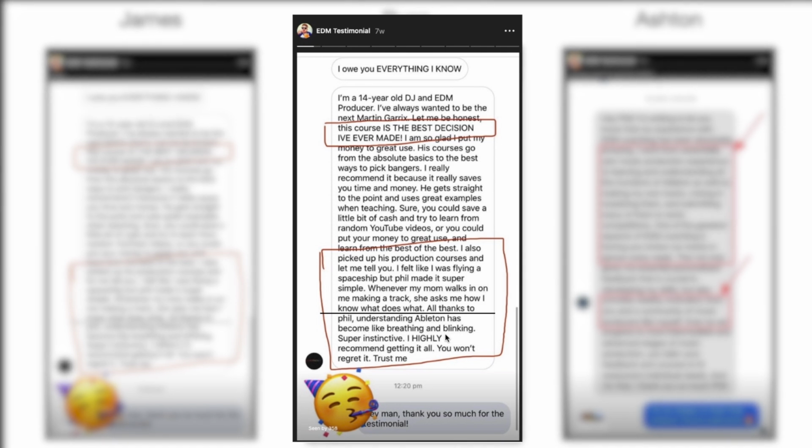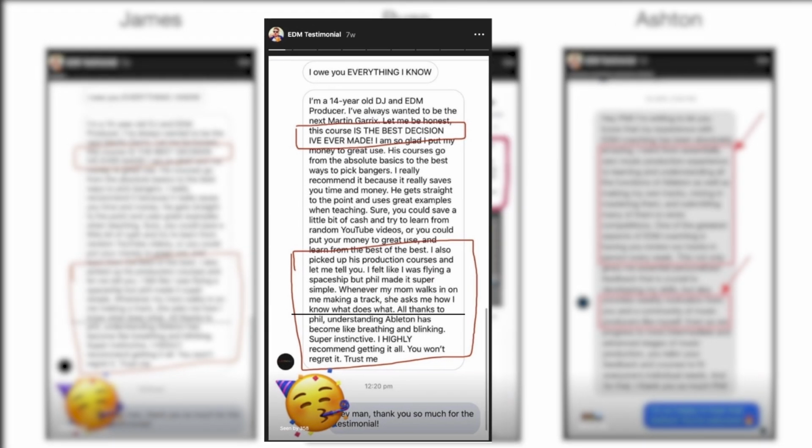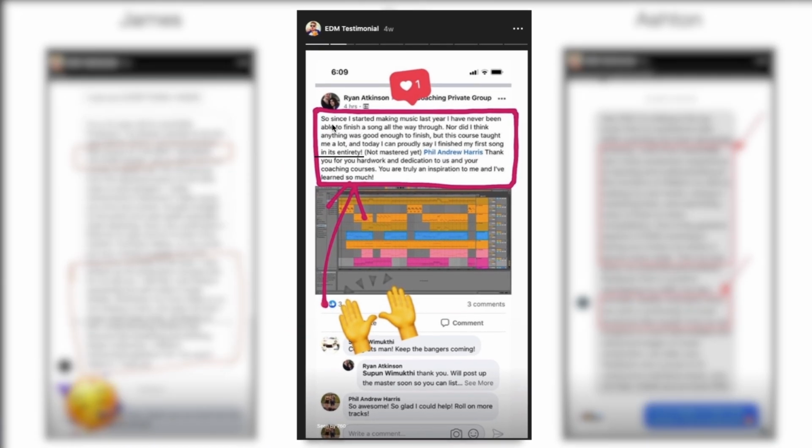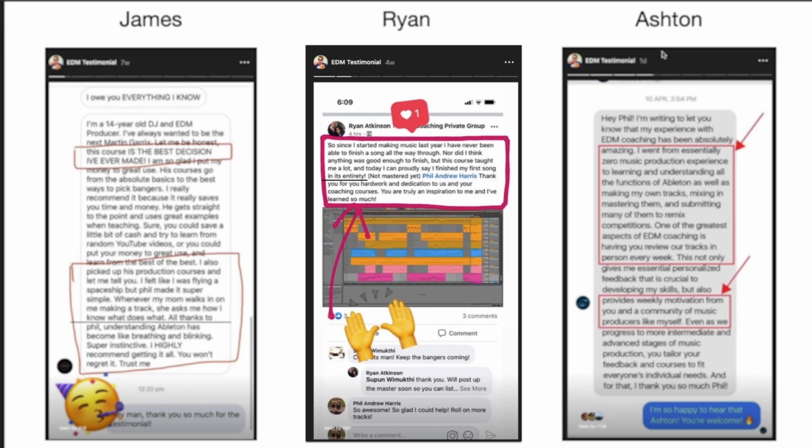Understanding Ableton has become like breathing and blinking. Super instinctive. I highly recommend getting it. Ryan here has said that since I started making music last year, I've never been able to finish a song all the way through, nor did I think anything was good enough to finish, but this course taught me a lot, and today I can proudly say I've finished my first track in its entirety, which is awesome.